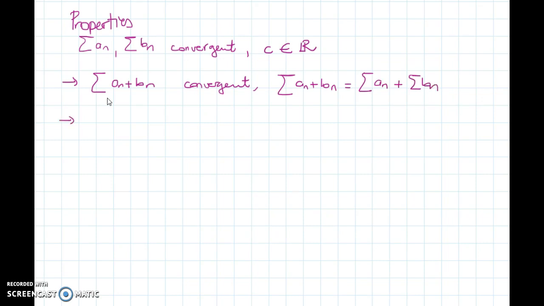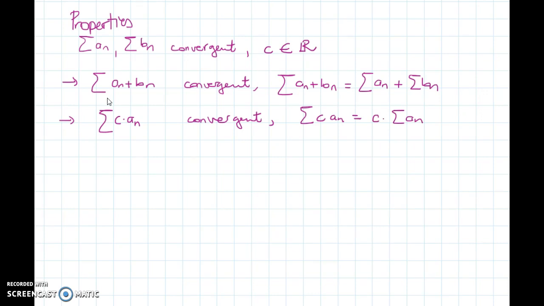A similar result holds if we make a new sequence by multiplying the value c by the sequence a_n, and then we try to sum that new sequence. Again, we obtain a series that is convergent, and if we wish to find the sum of that convergent series, we can find it as c times whatever the sum of the sequence a_n was.